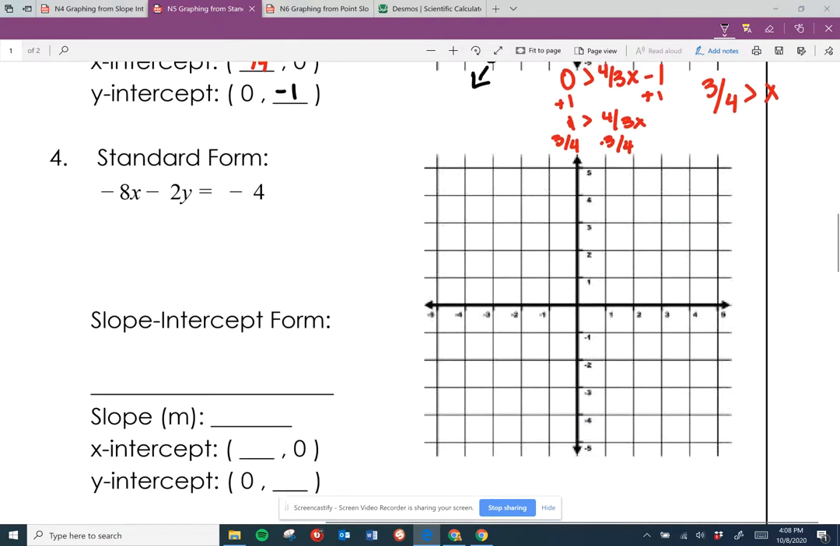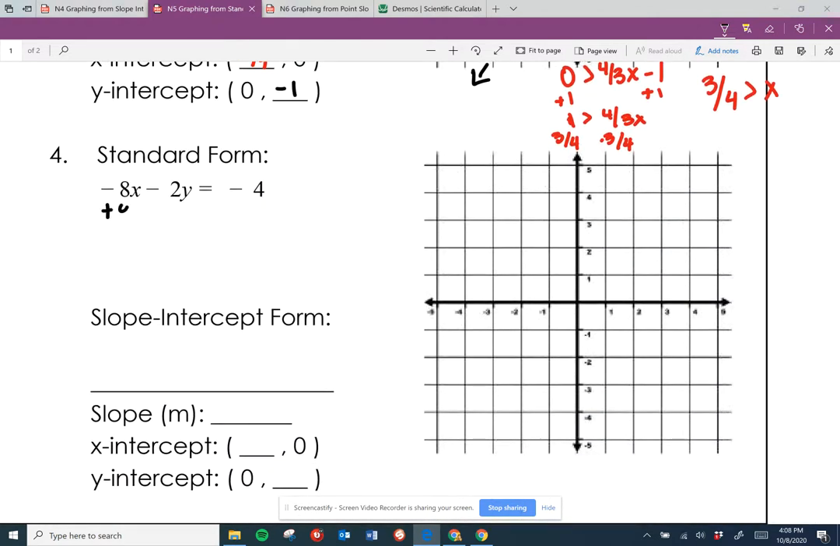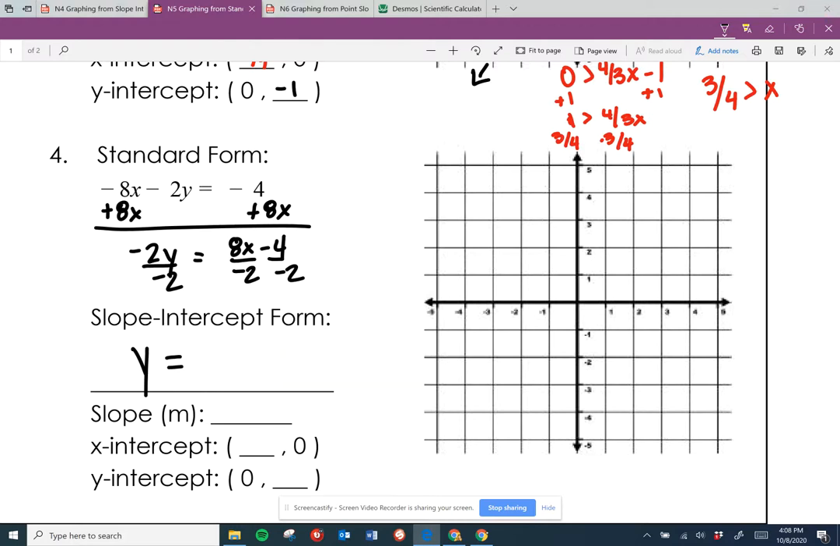The last example, we're going to add 8x, so -2y is equal to 8x minus 4. Then we divide everything by -2. We don't need to worry about the symbol because we have an equal sign. We end up with y equals, this cancels, 8 divided by -2 is -4x. -4 divided by -2 is +2.